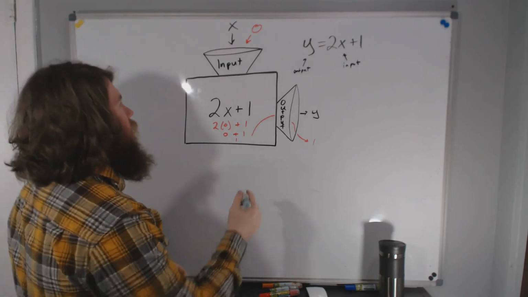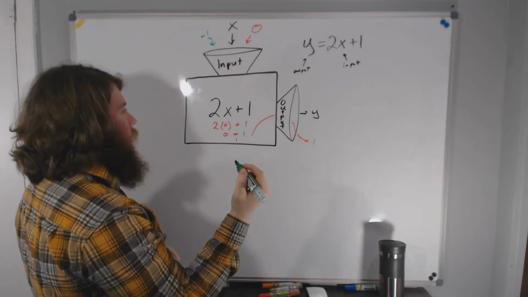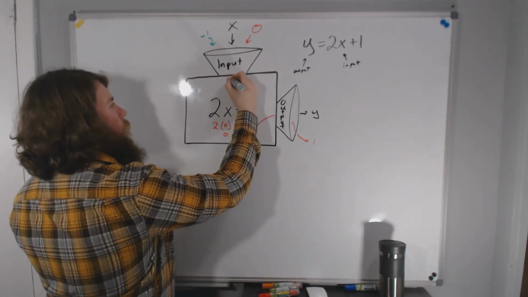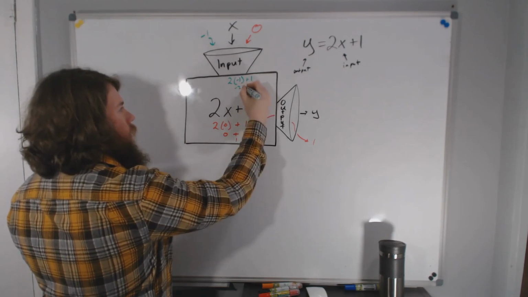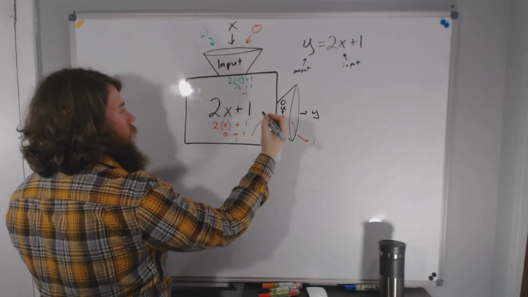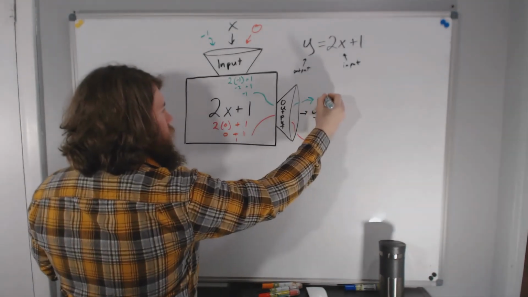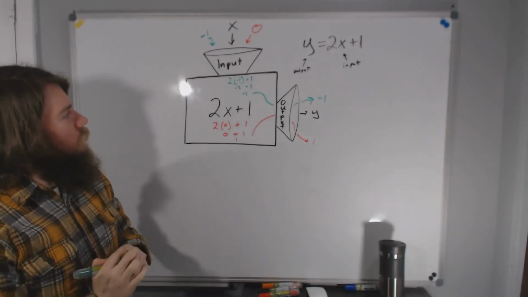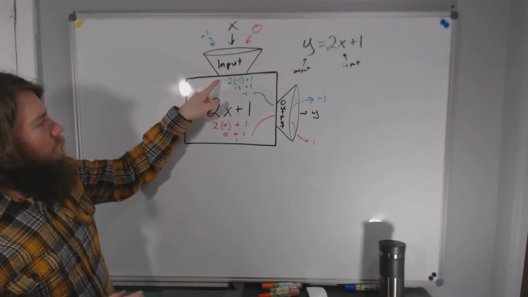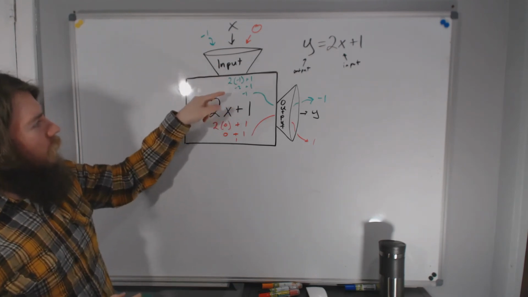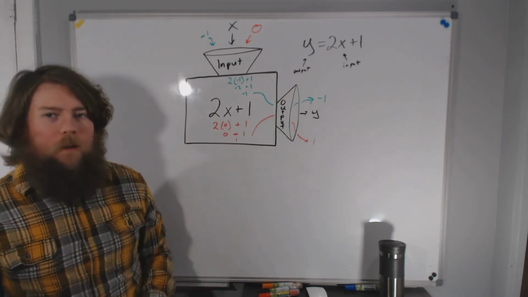Let's take -1 and throw it into our input. Okay? Well, we get 2 times -1 plus 1. So we plugged in -1, we put it through our function, and weirdly enough, it didn't actually change our value. We got the same value back.